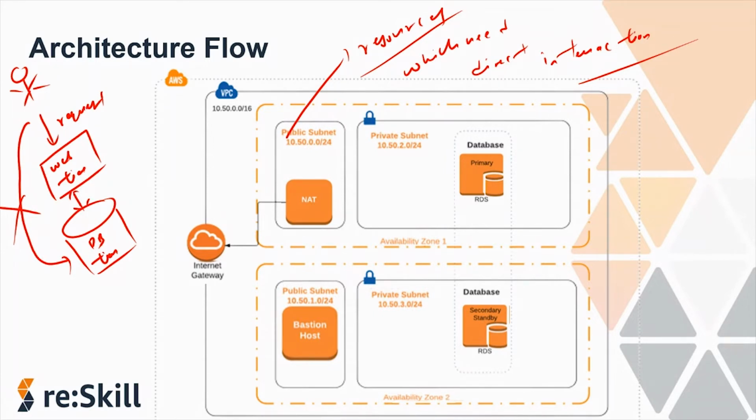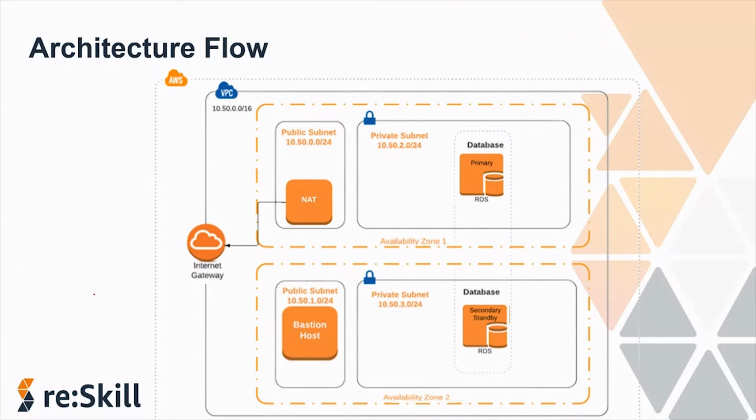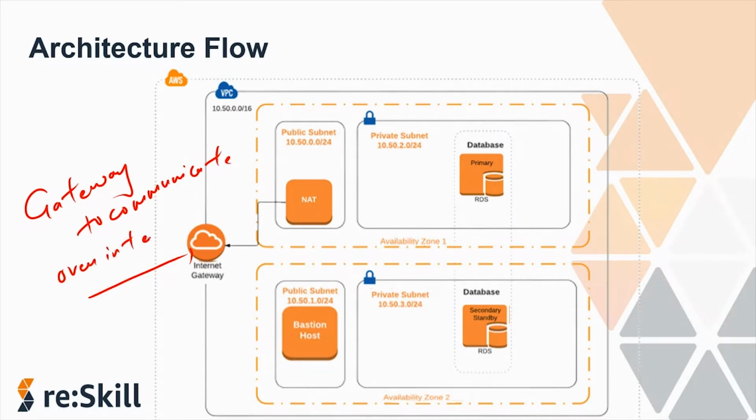So that's why I have done my setup into 2 AZs here. In each AZ, I have created one public subnet and one private subnet. You can see that. Okay. We have another component which you can see here, that is internet gateway. What is this internet gateway? It is a gateway to communicate over the internet. Means all the traffic to the internet will go via internet gateway. That is our internet gateway.